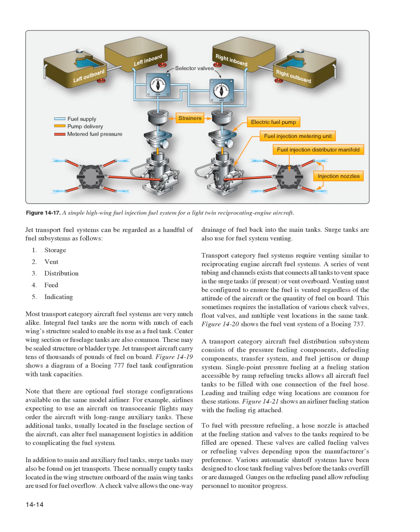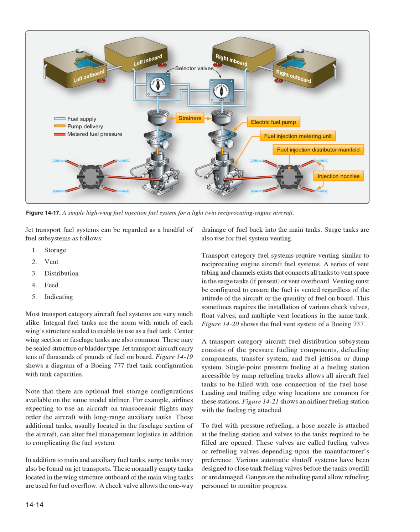Jet transport fuel systems can be regarded as a handful of fuel subsystems as follows: 1. Storage, 2. Vent, 3. Distribution, 4. Feed, 5. Indicating. Most transport category aircraft fuel systems are very much alike. Integral fuel tanks are the norm, with much of each wing structure sealed to enable its use as a fuel tank. Center wing section or fuselage tanks are also common. These may be sealed structure or bladder type.